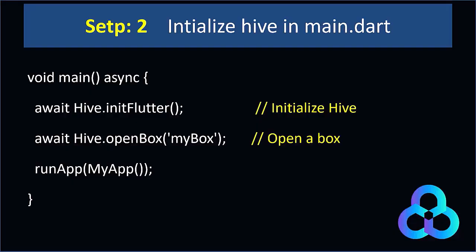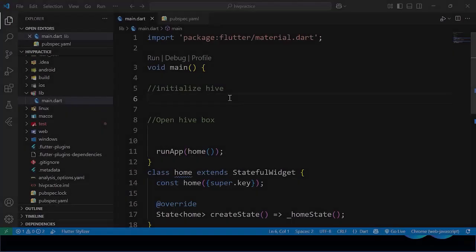Step number 2. Initialize Hive in main.dart. We will now initialize Hive and open a Hive box in main.